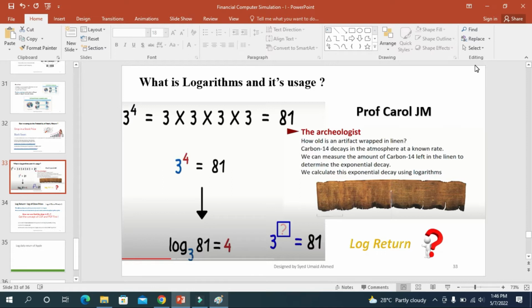So I am hopeful that you get the clear concept of what logarithm is and how it is scientifically implemented in the modern world. If you want more examples of logarithm, you can also find human body decay.